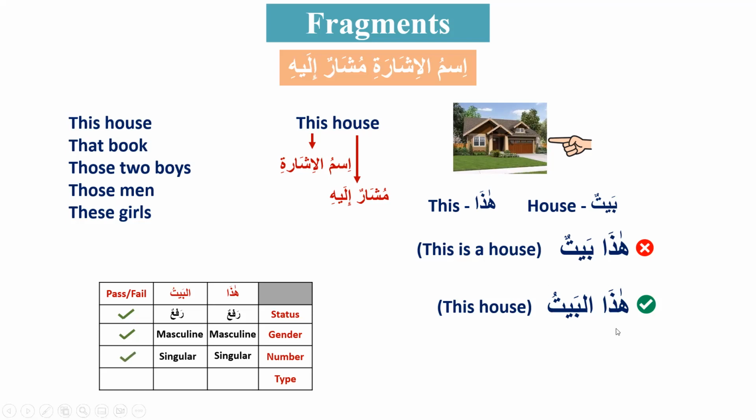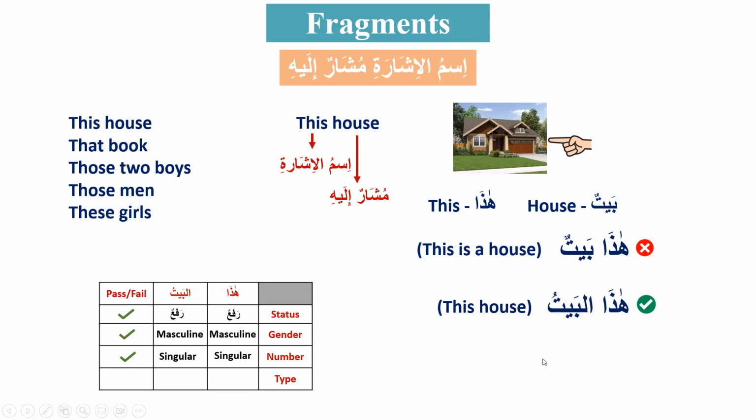Oh, Daniel, what is the type of Haza? Is it common noun or proper noun? It's common noun. Oh, no. Well, we can't tell, so I give you a rule. Ismul ishara is always proper noun. Just memorize this. It is never common. It is always proper. Okay?